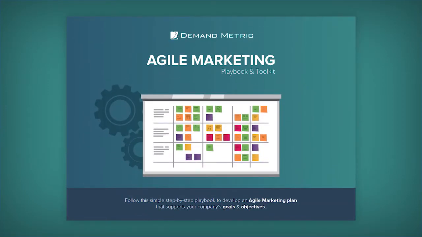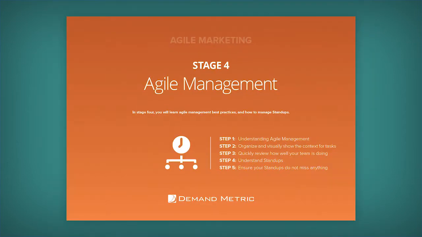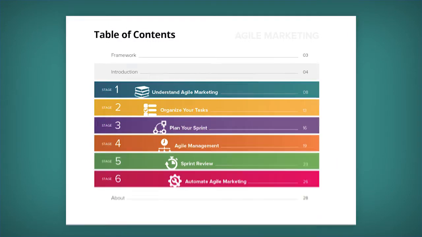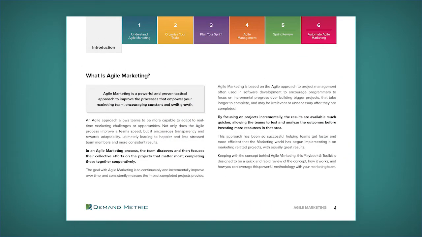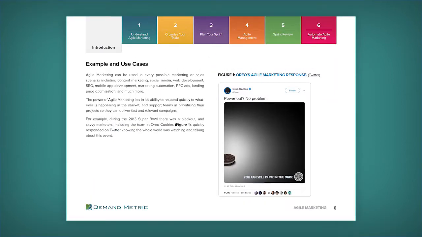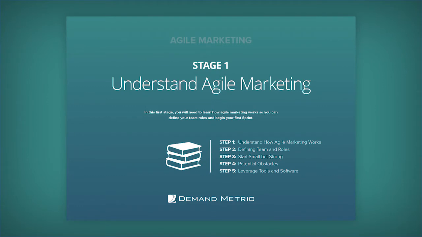Use this step-by-step playbook and set of premium tools and templates to develop an agile marketing plan that supports your company's goals and objectives. Each playbook begins with a table of contents and a framework for quick reference to the tools and templates highlighted throughout this step-by-step guide. Our playbooks are filled with links to our practical modern marketing tools, templates, and training, which are organized stage by stage, step by step, starting with stage 1, understanding agile marketing.